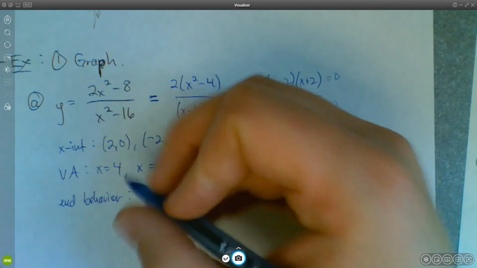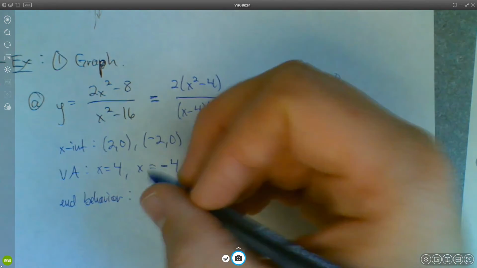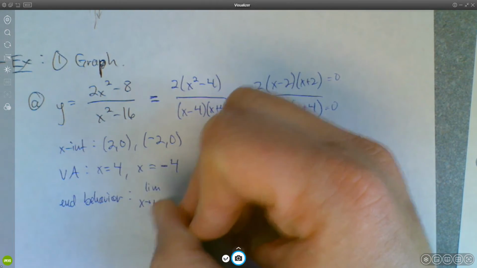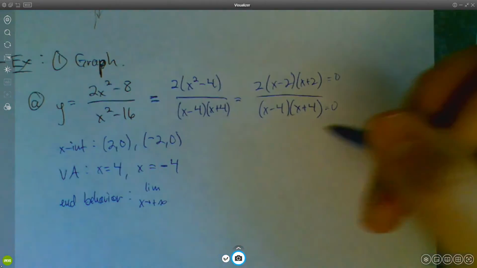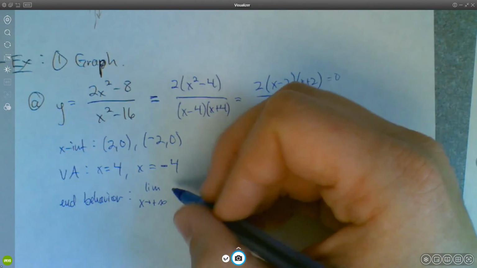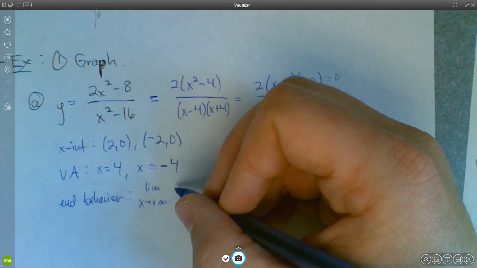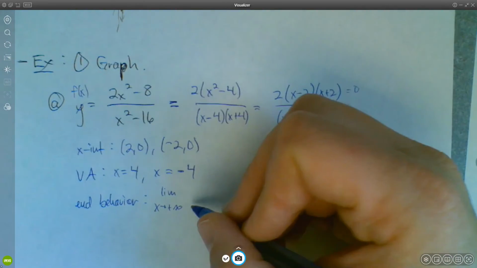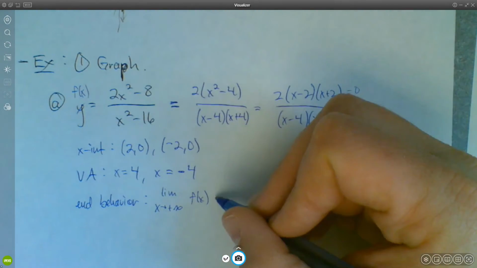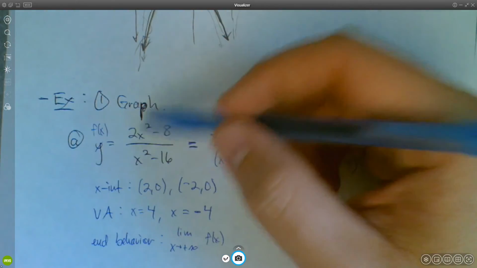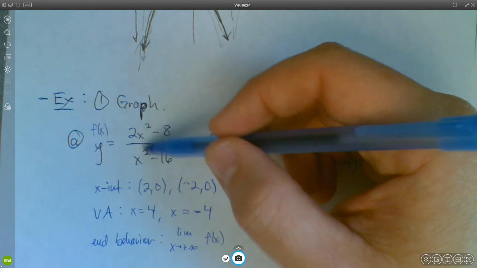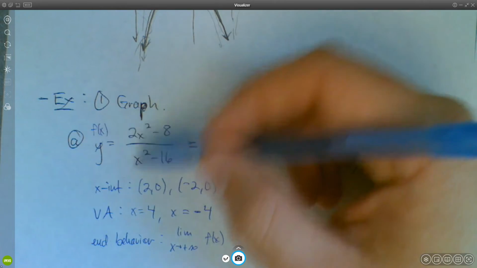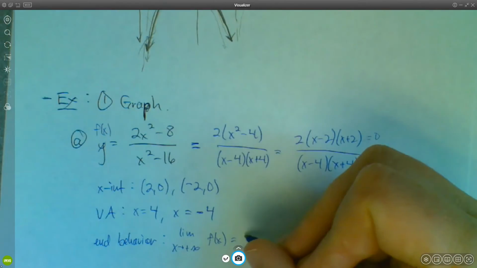So the end behavior is really just the limit, right, as x goes to infinity, or as x goes to negative infinity, of the original function. Maybe just for shorthand, I'll just call it f of x, right? So what's the limit as x goes to positive infinity? Well, it's just going to be the ratio of the leading coefficients, right? Because this is a polynomial over a polynomial. So it's going to be 2.